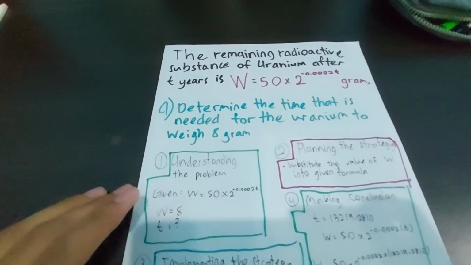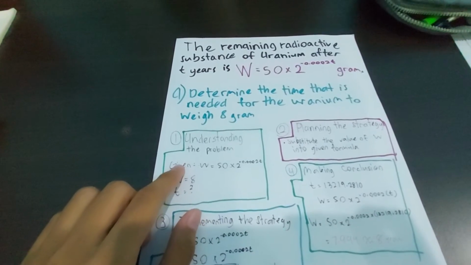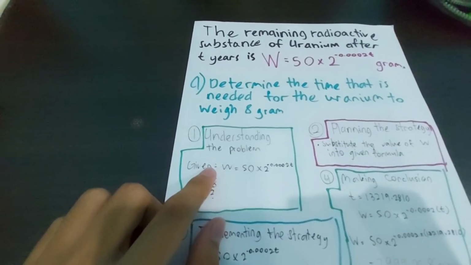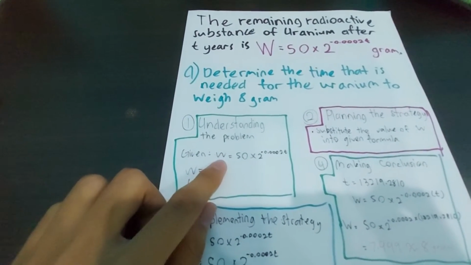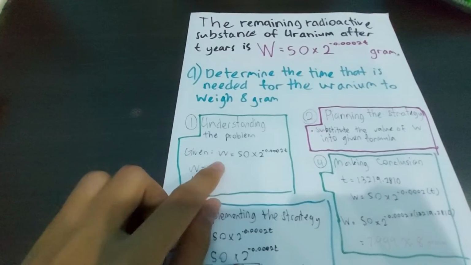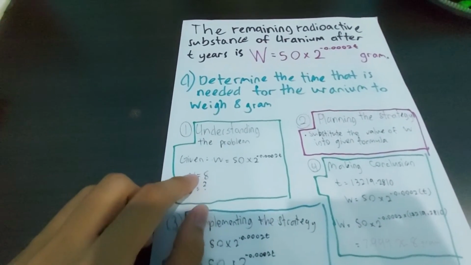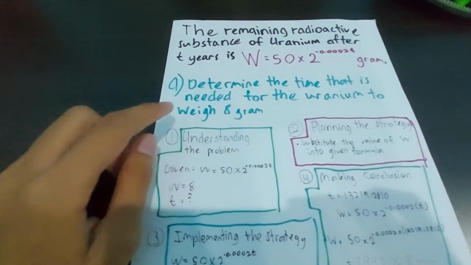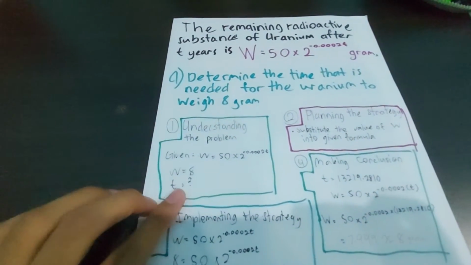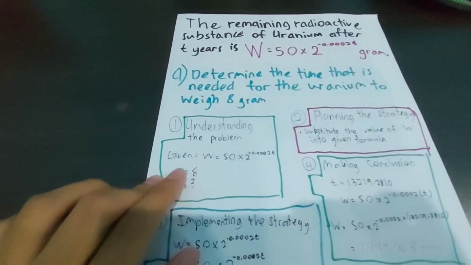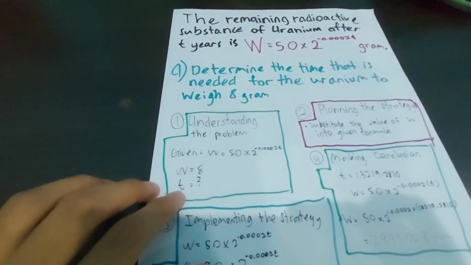I will talk about the first step, which is understanding the problem. Basically, you just list the information given for this type of question. It has provided us with a formula, so just note the formula, and then analyze the question: what does it want from us? It gives a weight of 8 grams, so W equals 8, and we need to find the time.